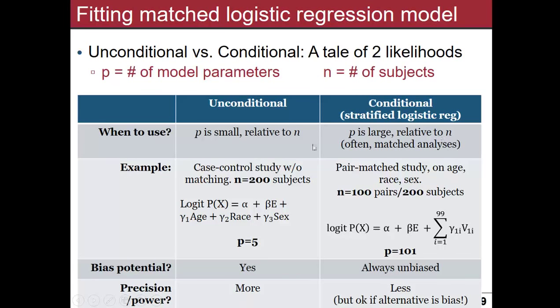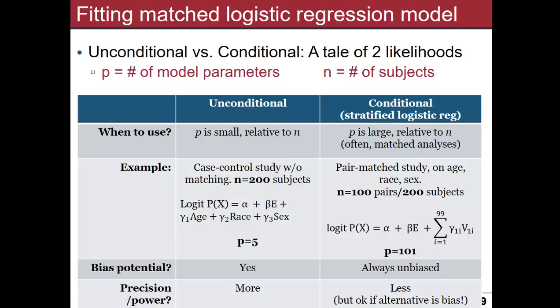So you might ask, where's the threshold where I have too many parameters for unconditional versus conditional? There's no real answer to that. But for a matched situation, you really need to use conditional logistic regression, because you're going to have a zillion dummy variables, and you will not be able to fit your model. We'll go through what this looks like on the coming slides.